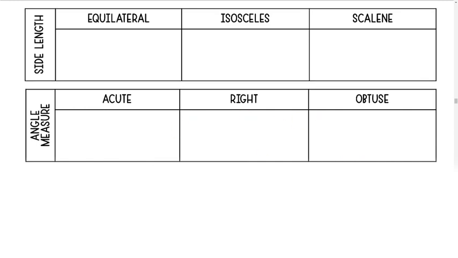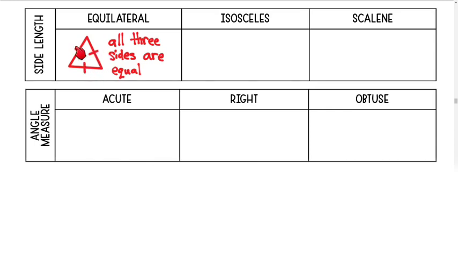So for side length, an equilateral triangle looks something like this, and in order for it to be equilateral, all sides have to be equal. And that's what these little marks here are, marks of congruency. You put a mark there to say that this one mark is equal to that one mark and equal to that one mark.